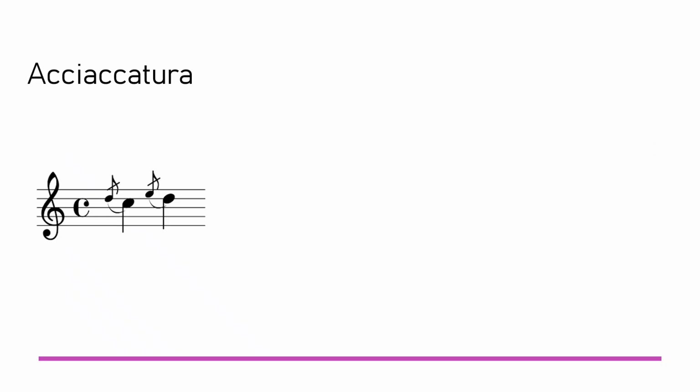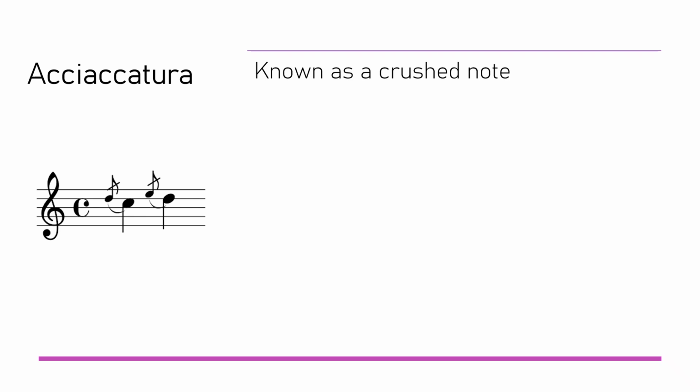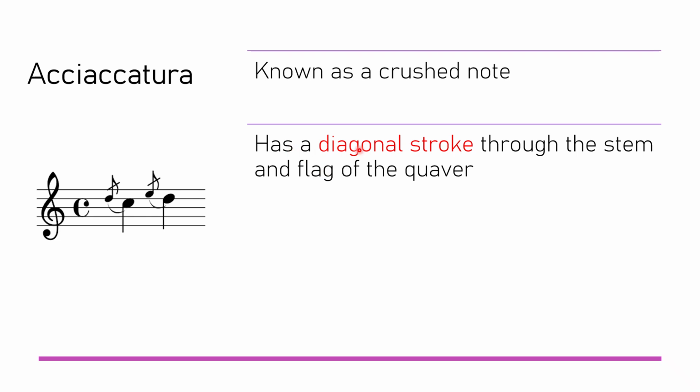Now let's look at the first ornament or grace note that we'll be considering, the acciaccatura. The acciaccatura, as you could see, we call it a crushed note. In music literature, it's referred to as a crushed note. And the reason why it's referred to as a crushed note is because you can see a diagonal stroke through the stem and flag of the quaver.